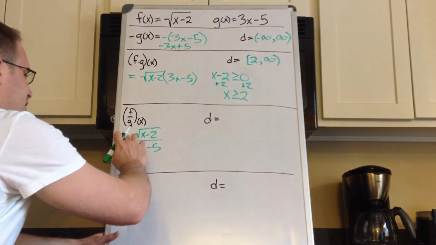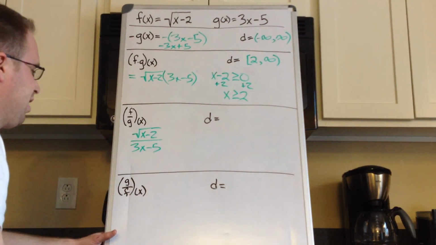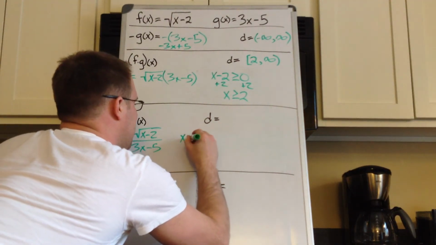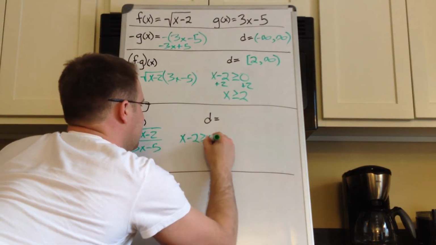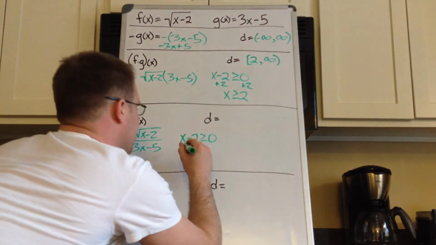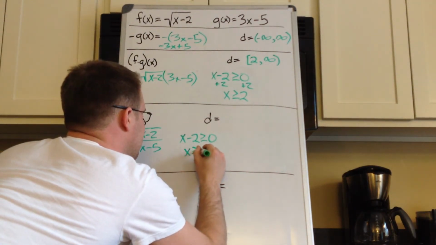We're going to have two restrictions. First, let's look at this radical. We know that x minus 2 has to be greater than or equal to 0. So I'm going to say x minus 2 is greater than or equal to 0. And we already solved this one up here. X is greater than or equal to 2.